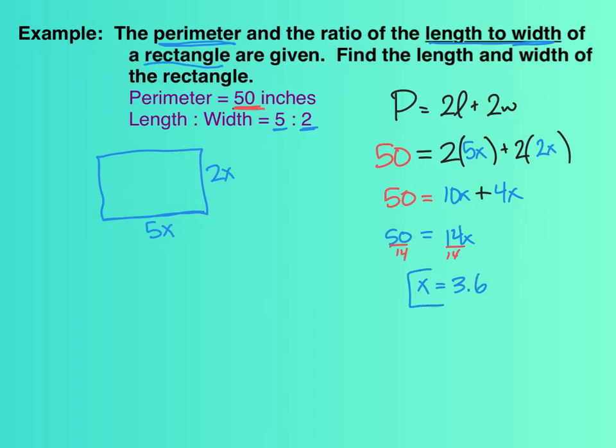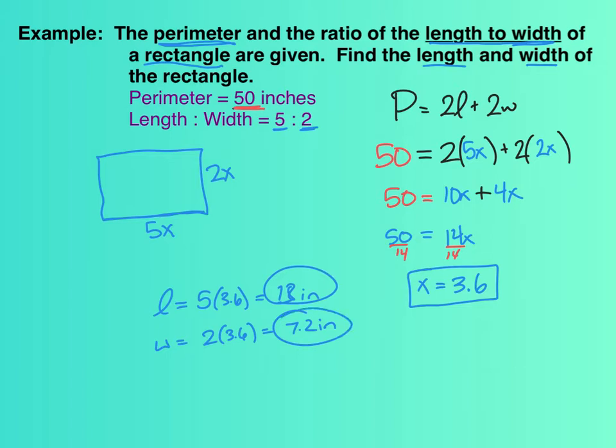But I'm not asked to find x, I'm asked to find the length and the width. So the length would be 5 times 3.6, or 18 inches. And the width is 2 multiplied by 3.6, which would be then 7.2 inches. So the length is 18 inches, the width is 7.2 inches, and that would be then how I would find that. So it's not that complicated. When you have a ratio of 5 to 2, it seems like it'd be hard, but it's just 2x to 5x.